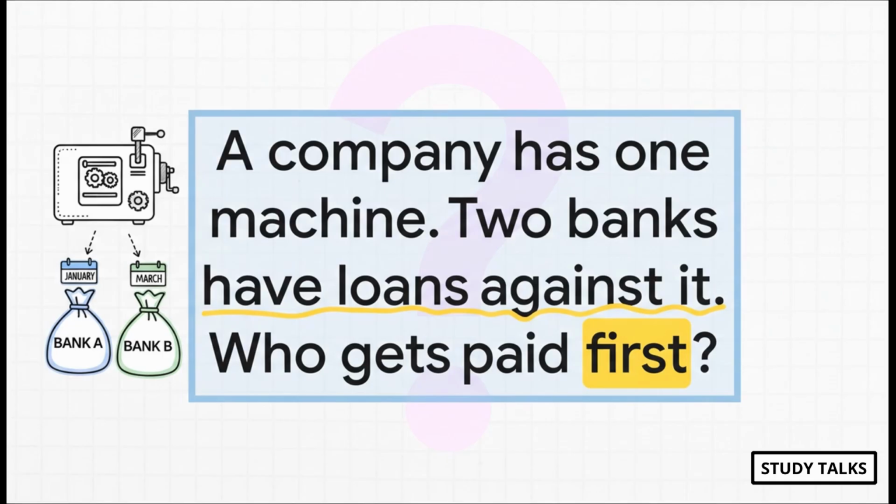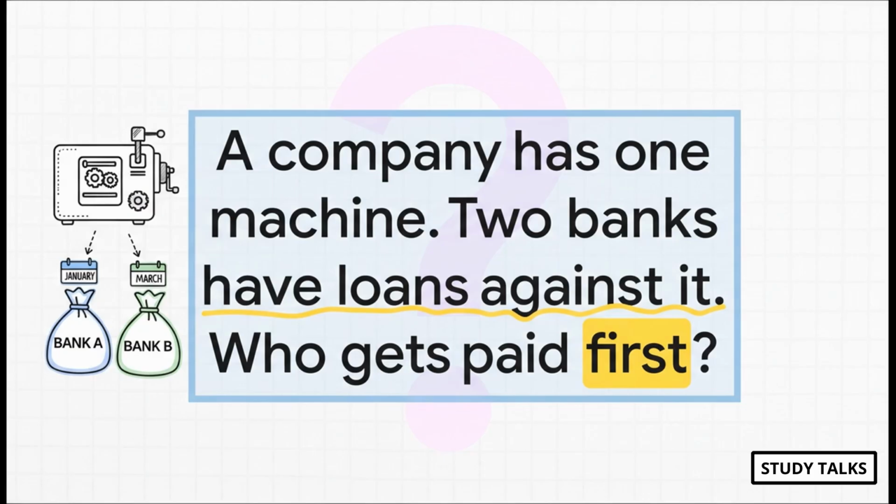So, let me throw a classic exam scenario at you. Picture this. A company is going under. All it has left is one valuable machine. Now, Bank A loaned them money against that machine back in January. Bank B also gave them a loan against the very same machine, but in March. The company defaults. Who gets paid first when that machine is sold?